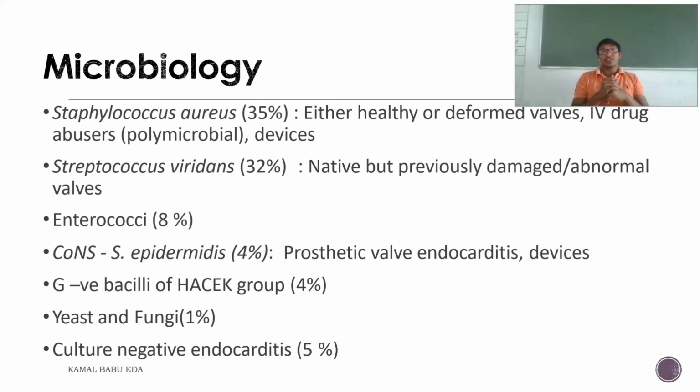Coming to the microbiology, which types of organisms come and affect the heart? If you see Staphylococcus aureus, it accounts for about 35% of the disease. Whether it is a healthy or a deformed valve, or the person is an IV drug abuser, or any kind of device is present, Staphylococcus aureus is observed.